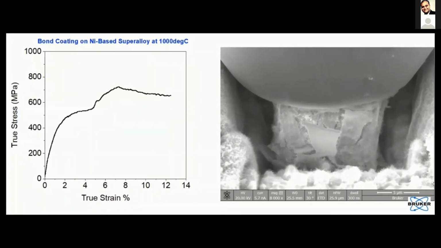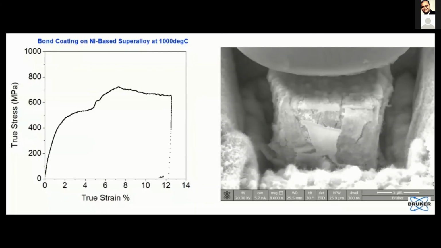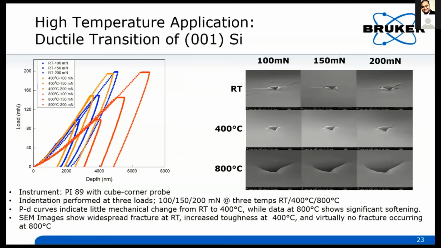I also wanted to take this opportunity to briefly discuss another type of application, which is using indentation as a function of temperature rather than pillar compression. And the example case is the brittle to ductile transition of silicon, studied at 3 different temperatures: room temperature, 400 and 800 degrees C, and 3 different loads. And you can see that as you increase temperature, the deformation mechanisms change, which is a well-known phenomenon in silicon.